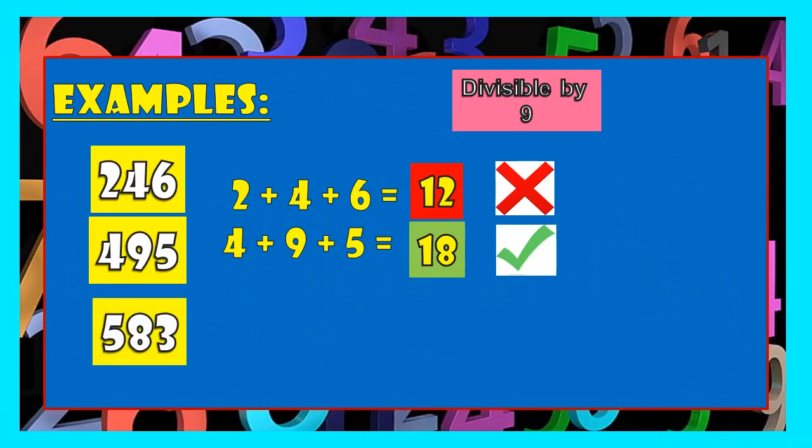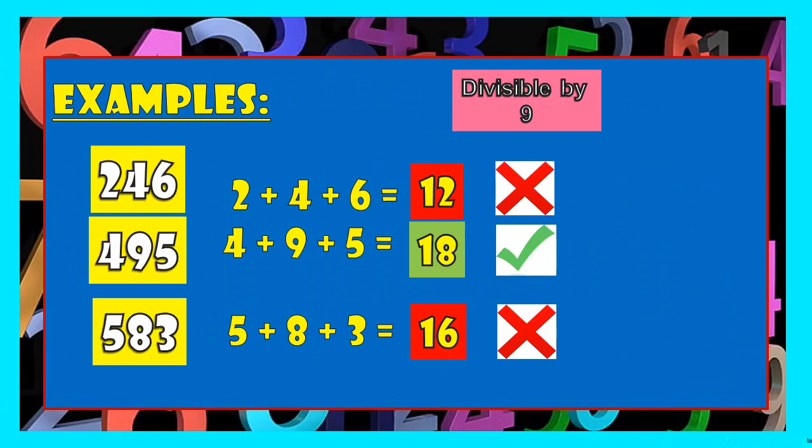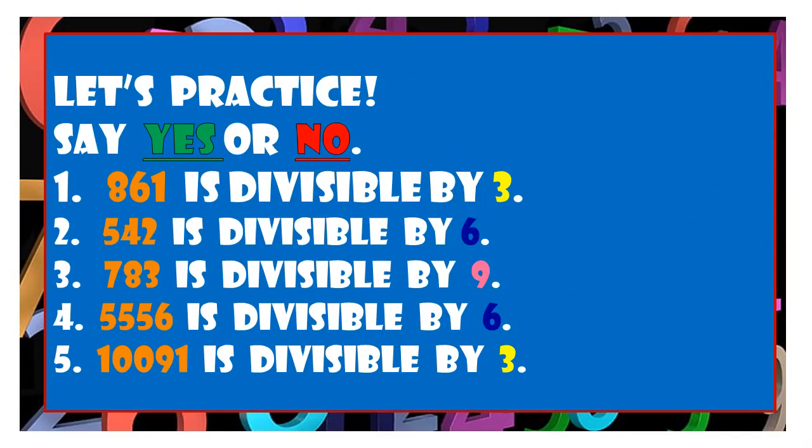How about this number, 583? Let's add all its digits. The sum of its digits is 16. Is it divisible by 9? No, it is not divisible by 9 because 16 is not divisible by 9. Therefore, 583 is not divisible by 9. So now you know the divisibility rules of 3, 6, and 9.